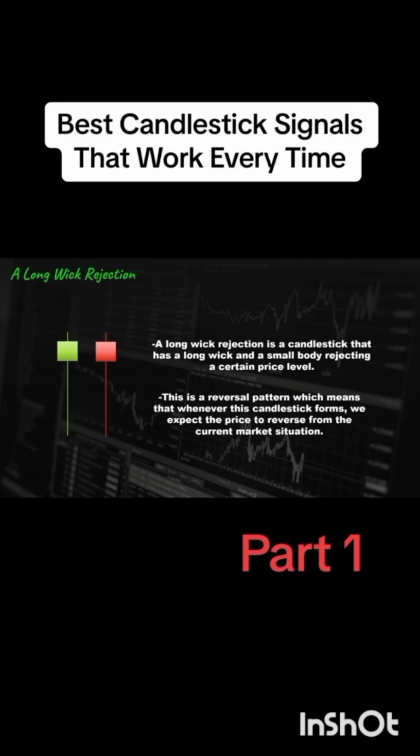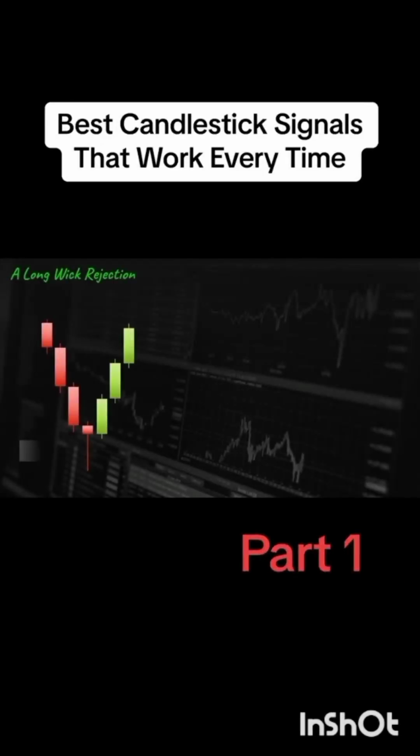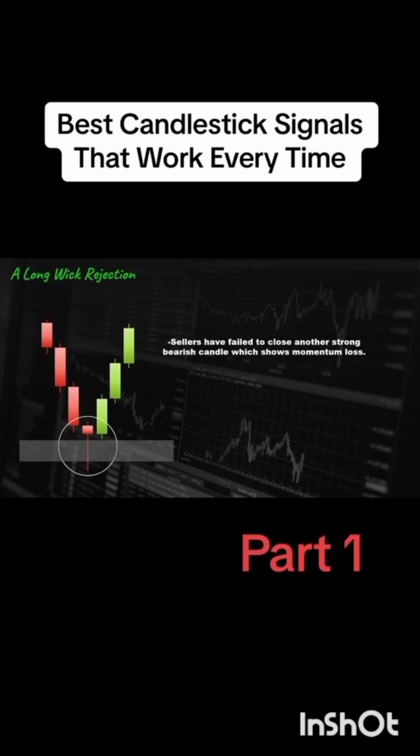This is a reversal pattern, which means that whenever this candlestick forms, we expect the price to reverse from the current market situation. We have a downward movement, the long wick rejection forms, and price reverses. The candle's color does not matter. It can be red or green. From the price action view, the sellers have failed to close another strong bearish candle, which shows momentum loss. On the other hand, the buyers have stepped into the market and immediately pushed the price higher. This rejection signals a possible reversal to the opposite side of the market.